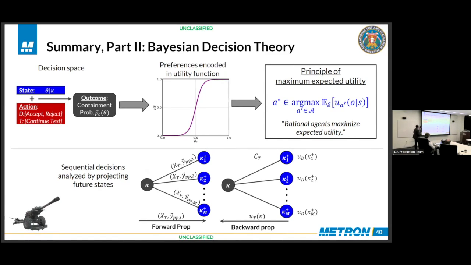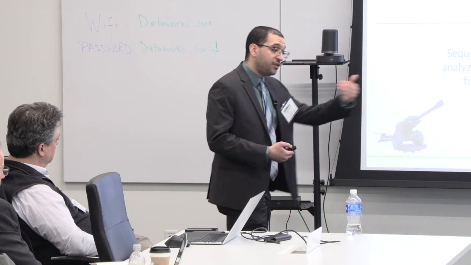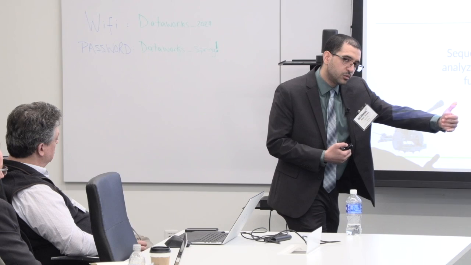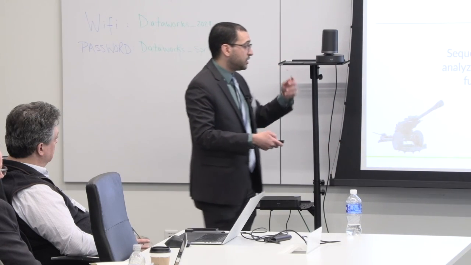And then lastly, how do we evaluate that continue testing option? Well, if I want to do a future test, I need to simulate out what the future options will be, calculate a utility from that, and then that completes your sequential decision process.